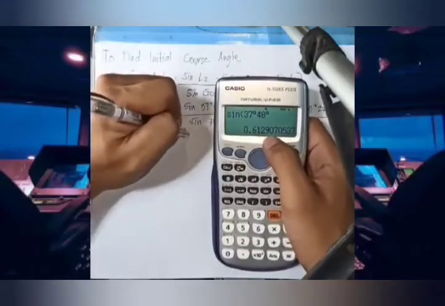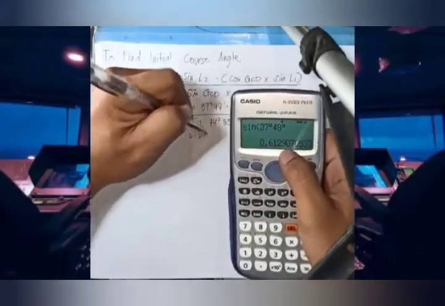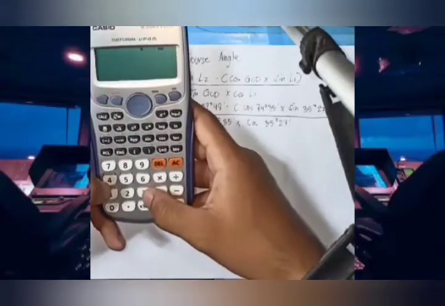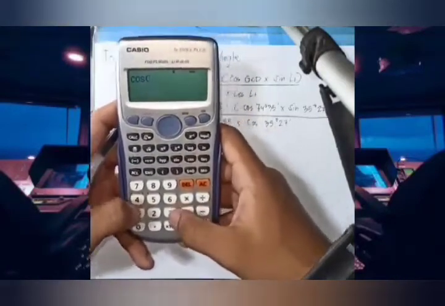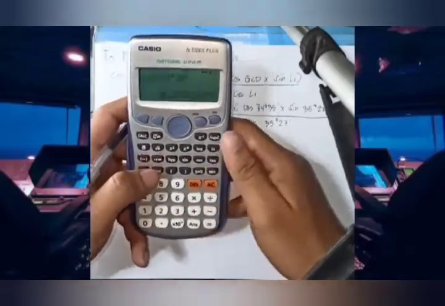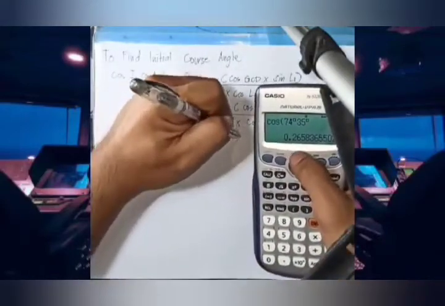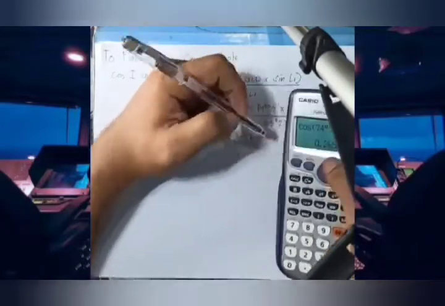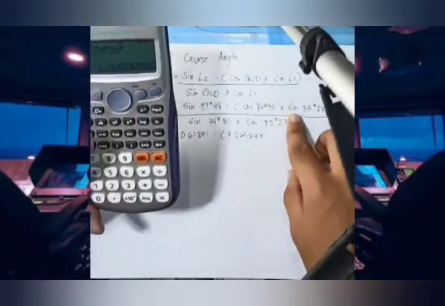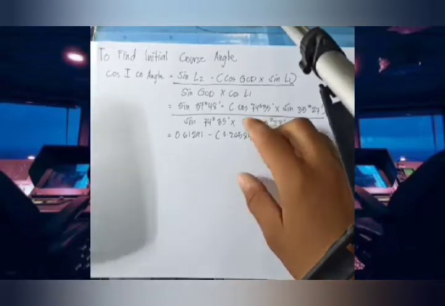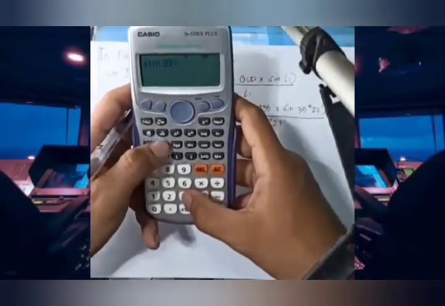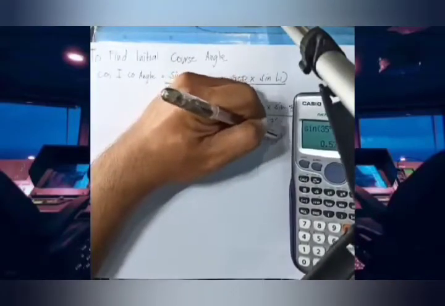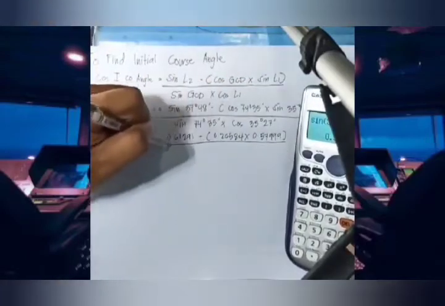So we need to round this. Then the cosine of 74 degrees and 35 minutes is 0.26584, times the sine of 35 degrees and 37 minutes, which is 0.57999.